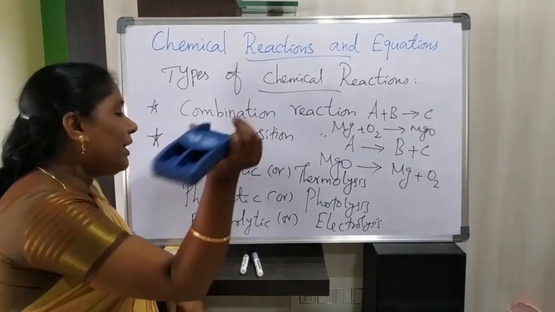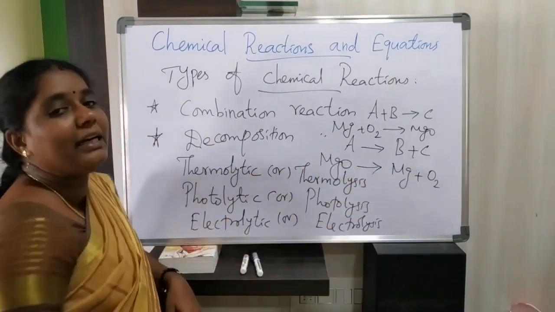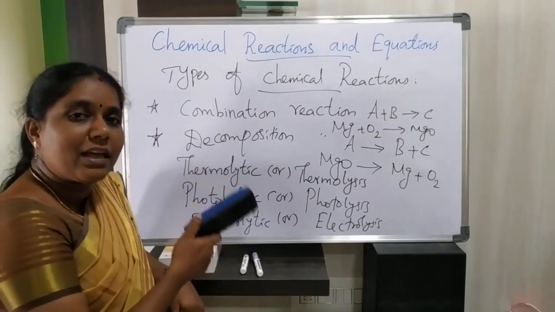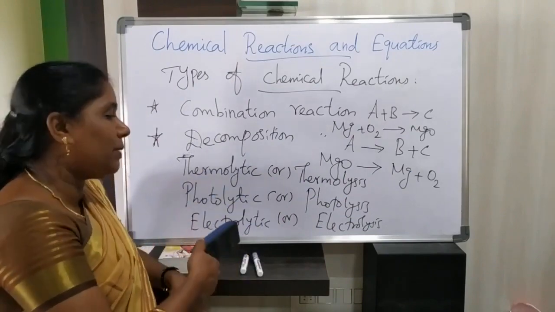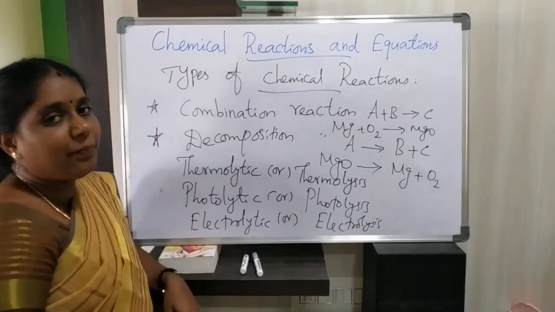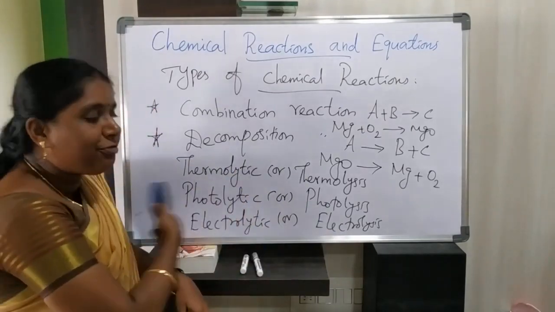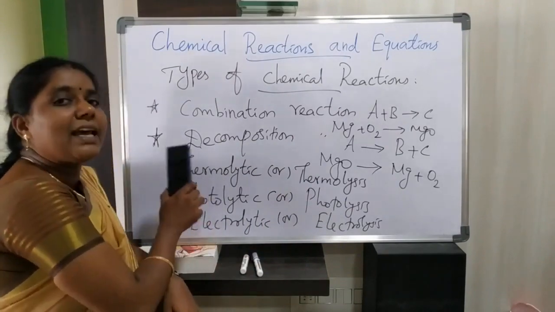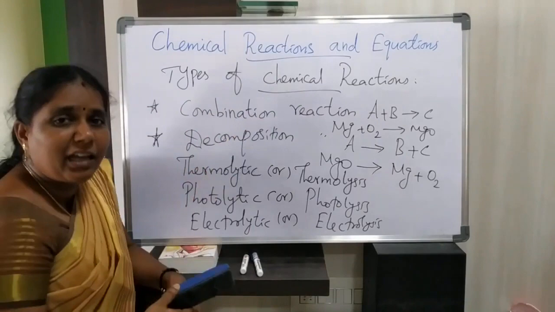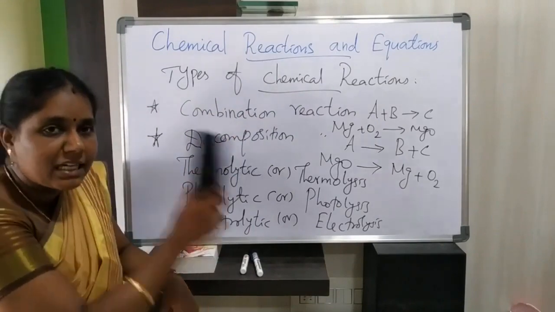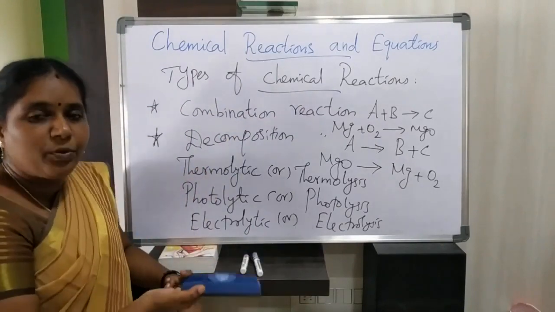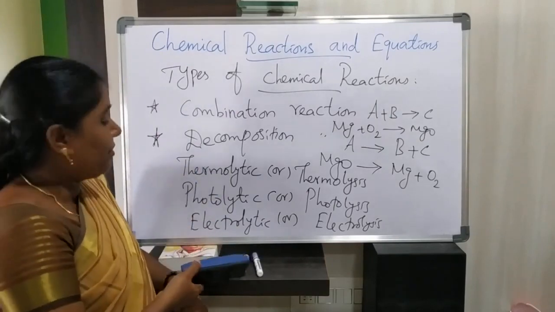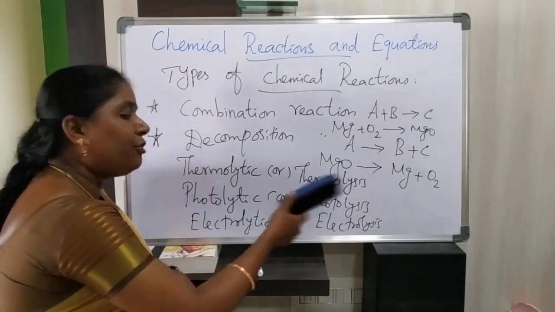So we have discussed these three types of decomposition. What is meant by thermolytic decomposition or thermolysis? Thermal means heat, as you already know. So in the presence of heat, the decomposition reaction that takes place is called thermolytic decomposition or thermolysis. And what is meant by photolytic decomposition or photolysis? Photo means light. So in the presence of sunlight, silver chloride decomposes to form silver and chlorine. Similarly, silver bromide decomposes to form silver and bromine. We discussed that in the previous class as examples of photolytic decomposition.